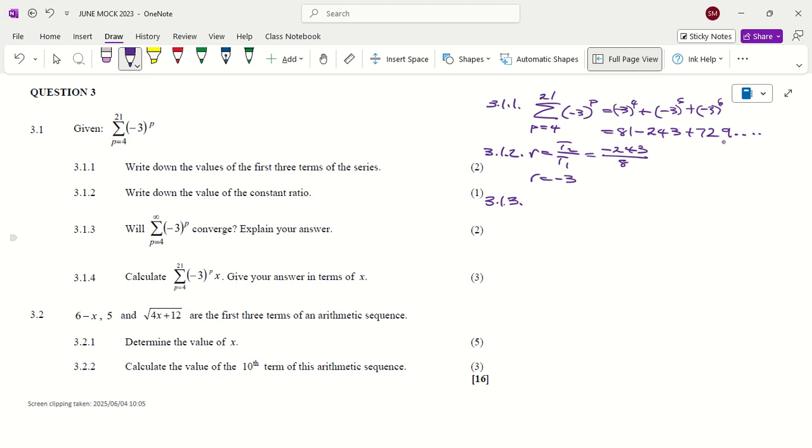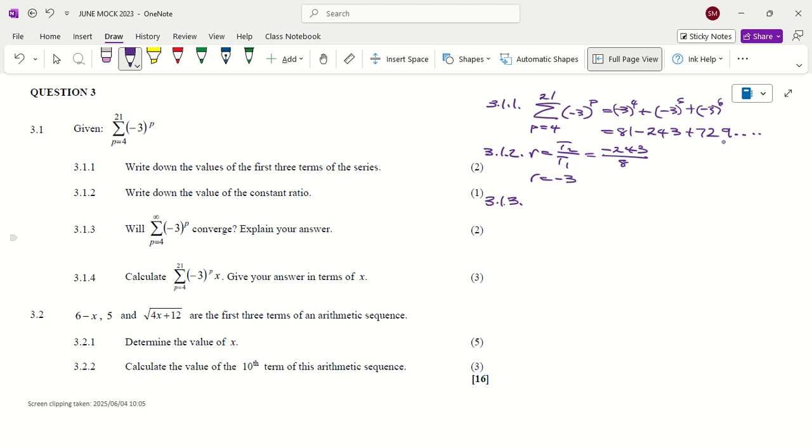Will the sequence converge? No. Why won't it converge? You don't know that one? Let me change the question. How do you know a sequence converges?